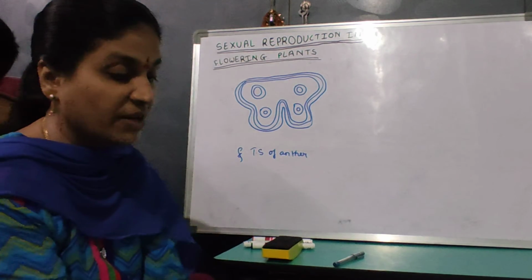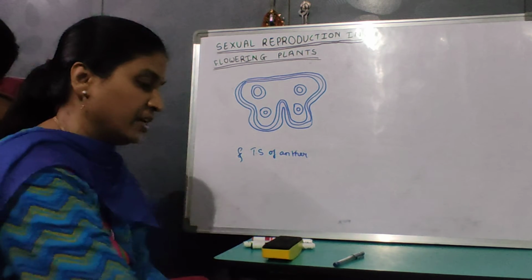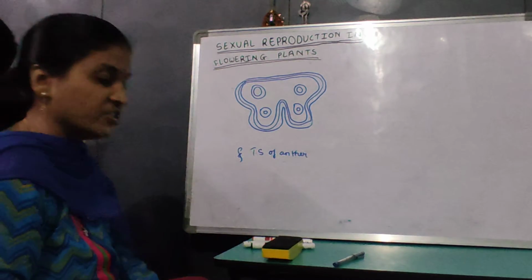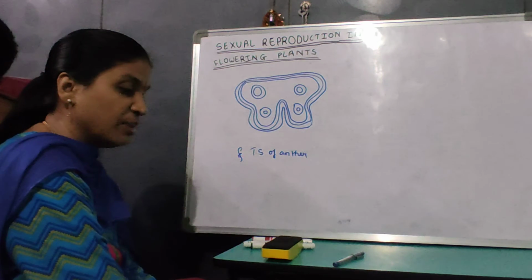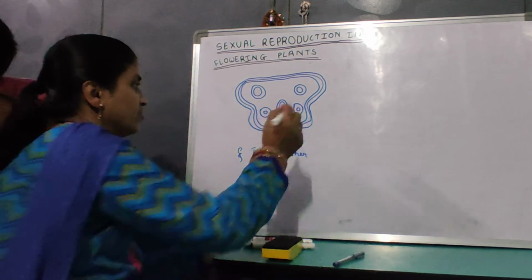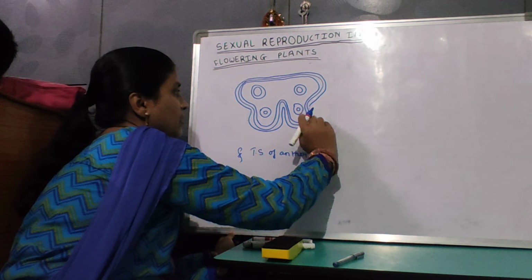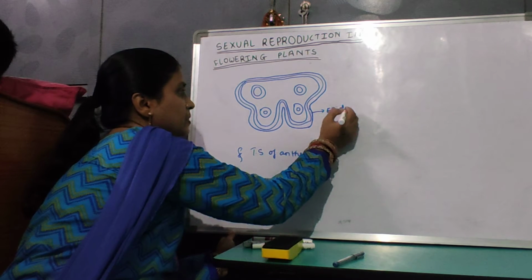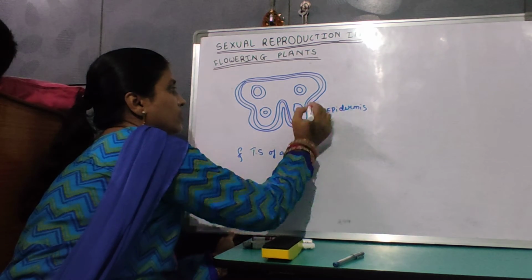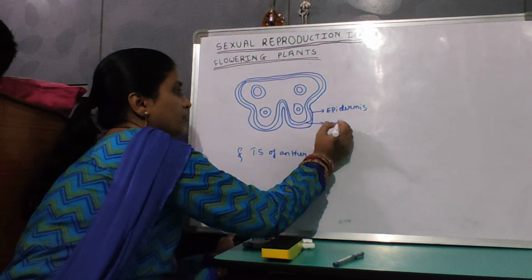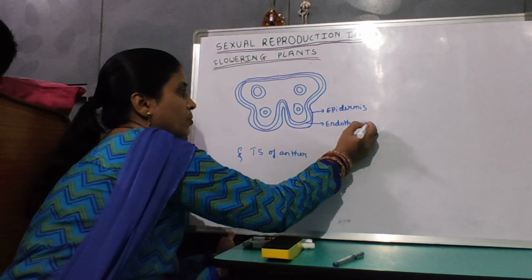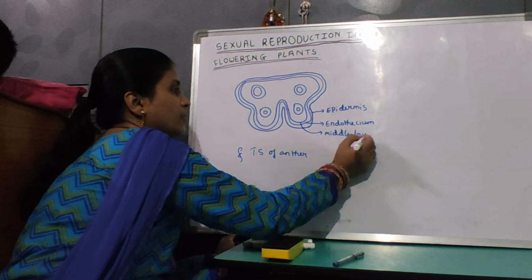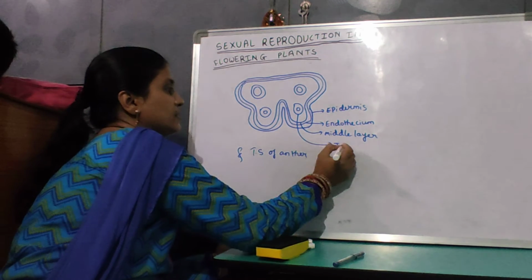The anther is covered by 4 wall layers. If you see the transverse section, the typical microsporangium appears somewhat like this tetragonal structure, and this particular anther is covered by 4 wall layers. The first one is the epidermis, the innermost is the endothecium, this is the middle layer, and this is the tapetum.